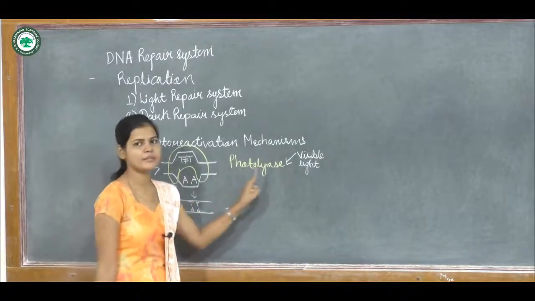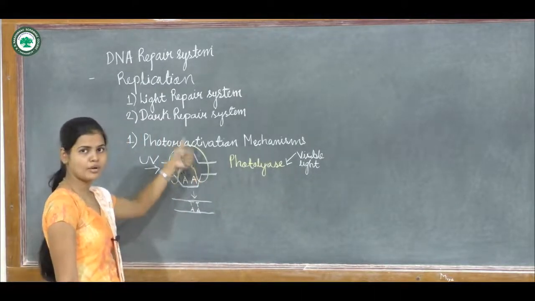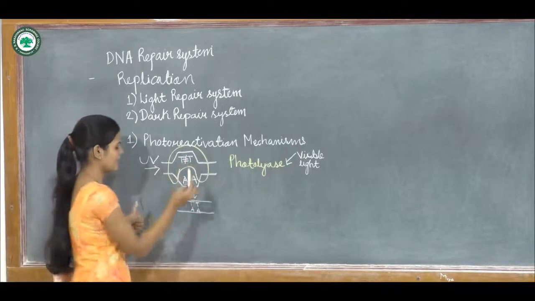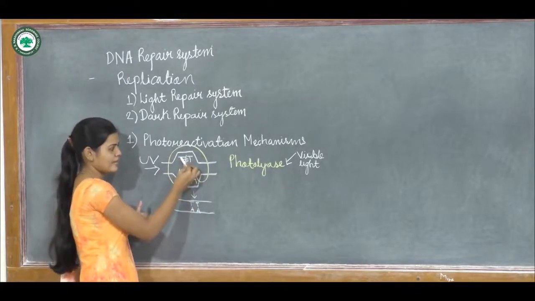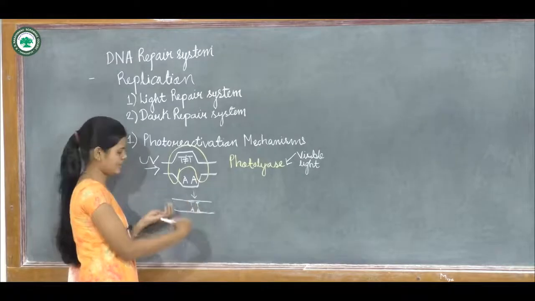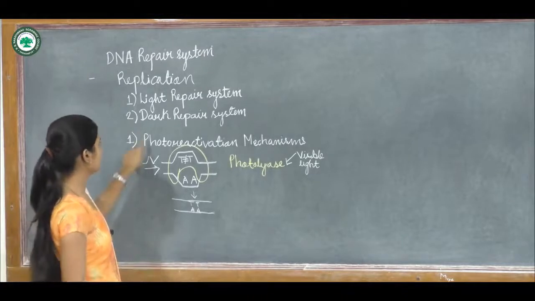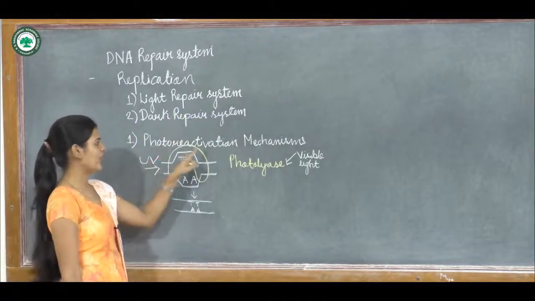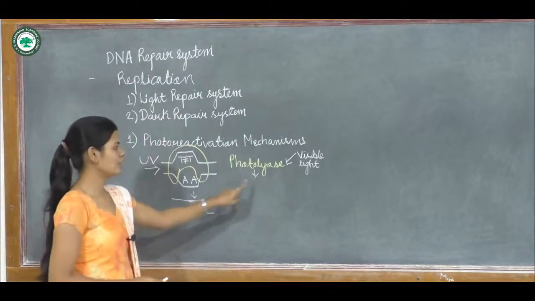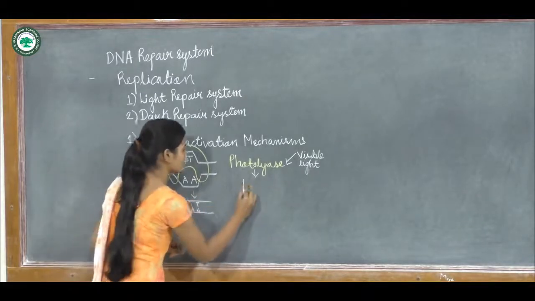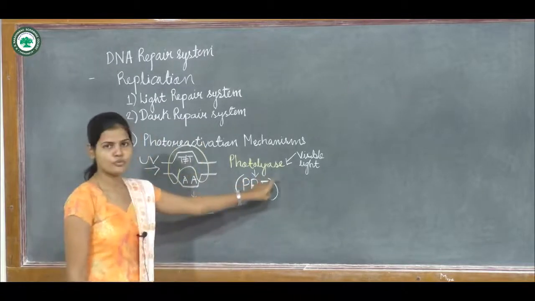So the photolyase enzyme, in presence of the visible light, will break the covalent bond between the thymidine dimers, and the repair is resolved, and DNA has come back to its normal state again. So this is the light repair system or the photoreactivation mechanism. This enzyme is also called the photoreactivation enzyme, that is, photolyase.